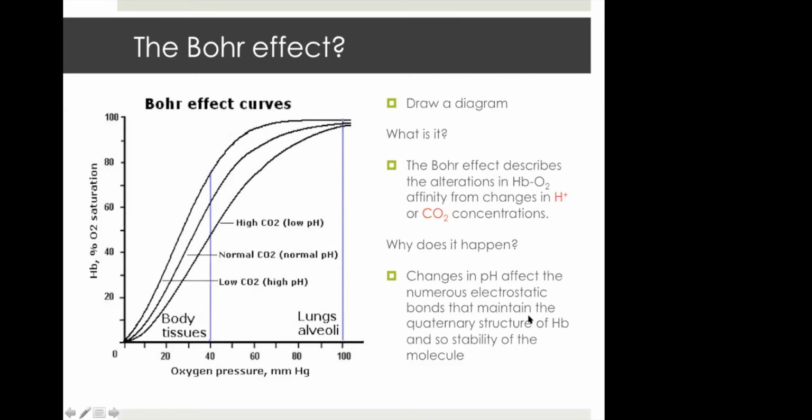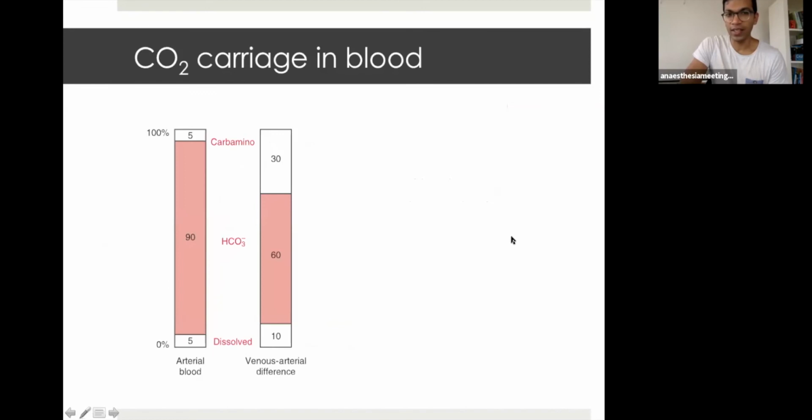Cool. So the Bohr effect, I feel like it's relatively easy to explain. I want you guys to take a minute now and explain what's going on in this graph here. Okay, Simon Leckenby, do you want to tell me what's going on here?